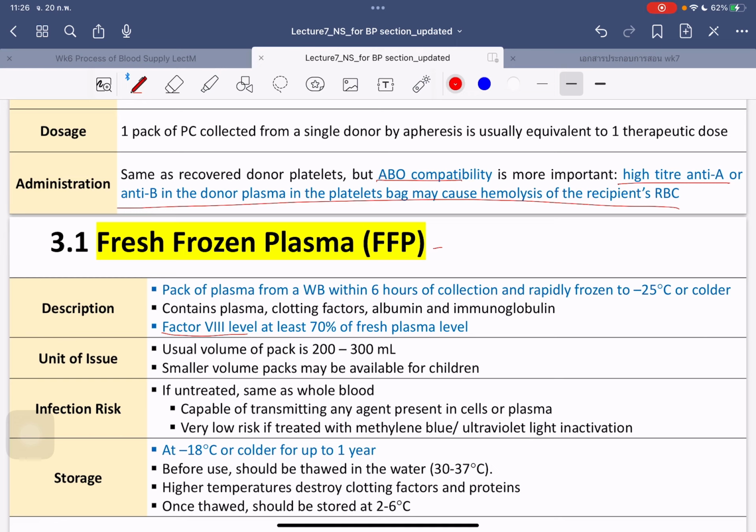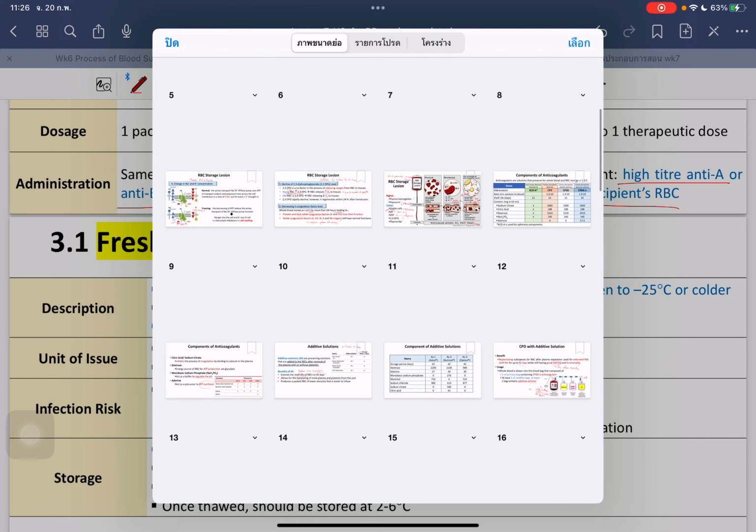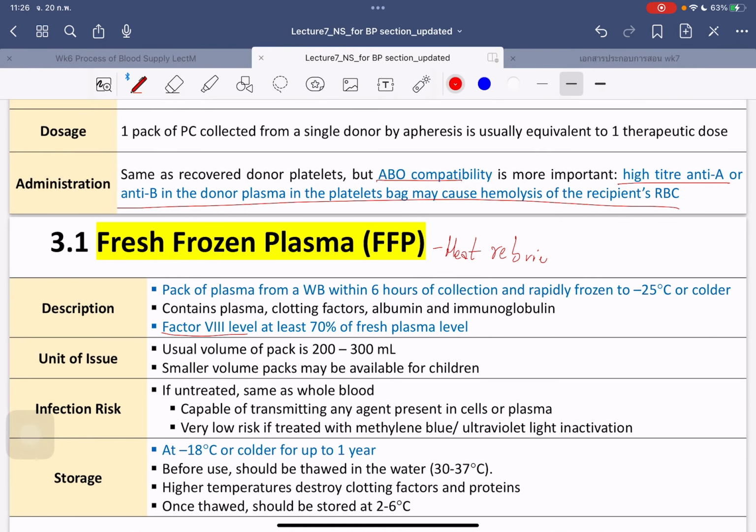For any blood component that is separated within 6 hours and then immediately frozen at -20 or lower, it will still have heat labile factor, such as factor 8 at around 20% of fresh plasma level. And don't forget that FFP has not just factor 8 but also plasma proteins, albumin, and immunoglobulin. Usually it has around 200 to 300 ml. And if you want to transfuse into children, you have to aliquot into small volumes.